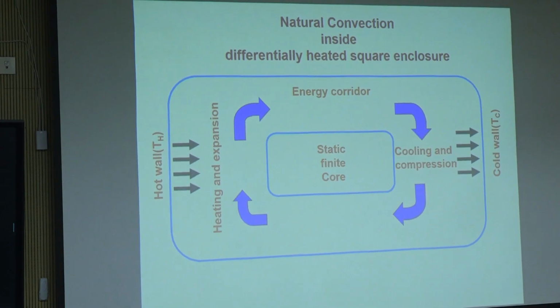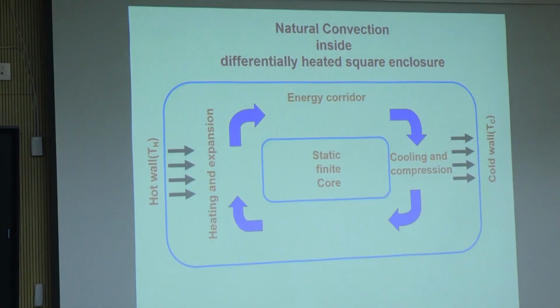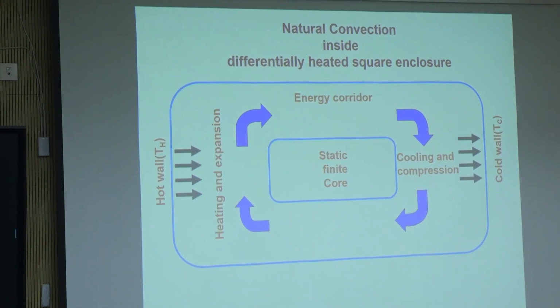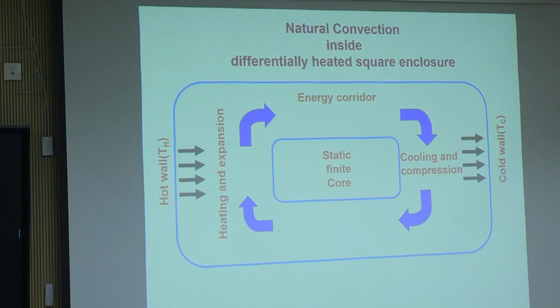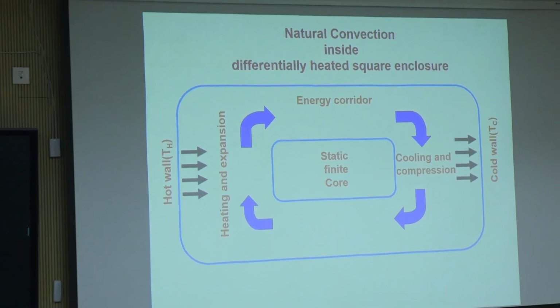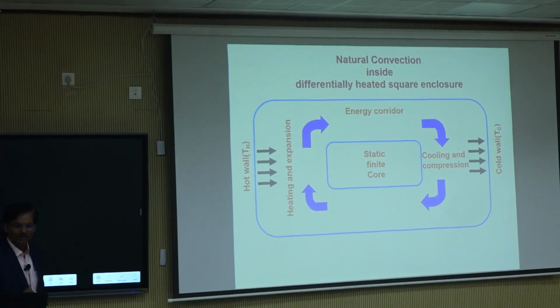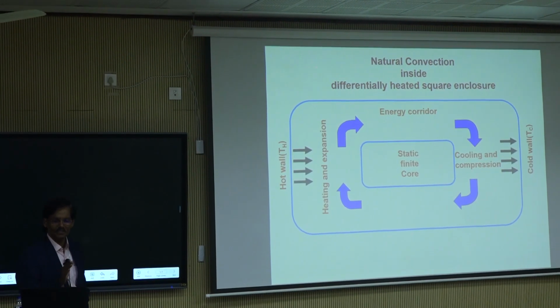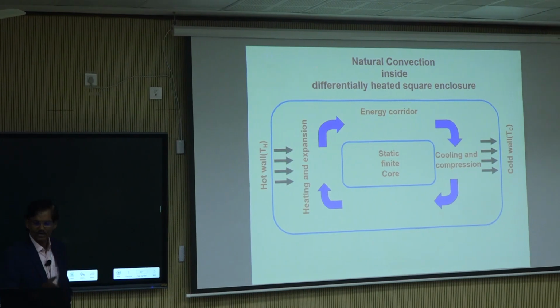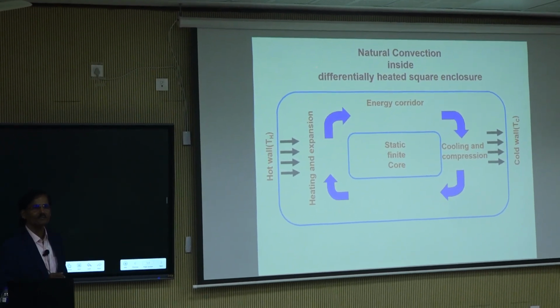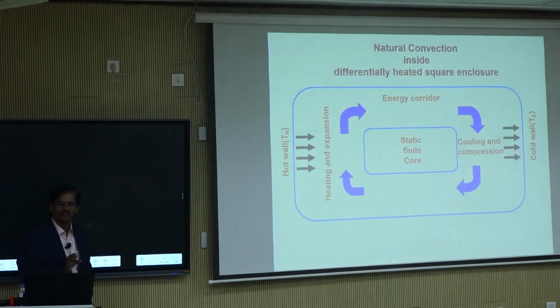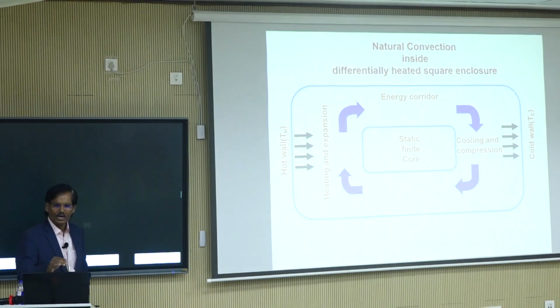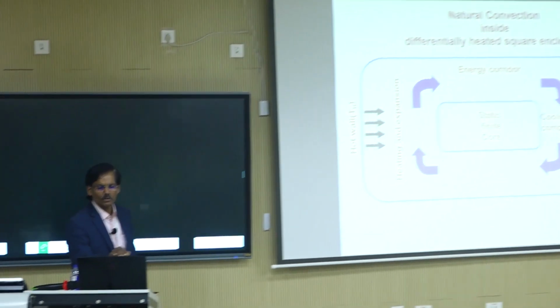Now coming to this particular small problem which I have taken for understanding and discussion. This is a differentially heated enclosure. The left hand side is a hot wall, the right hand side is a cold wall, say a temperature of 100 degrees on the left and 50 degrees on the right. So there is a 50 degree temperature difference, and let the two horizontal walls be adiabatic.